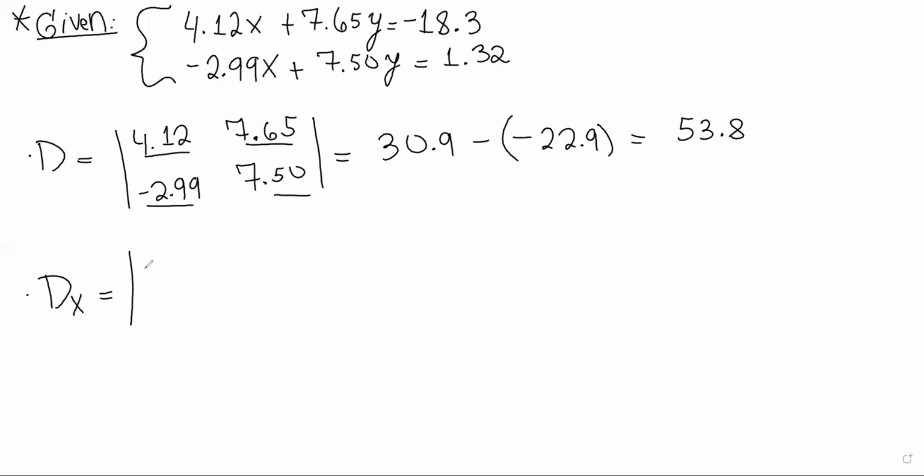Now this is counterintuitive, but if I'm finding the determinant associated with x, I replace the x column with the right-hand side constants. So negative 18.3, 1.32. However, my y column remains my y coefficients.